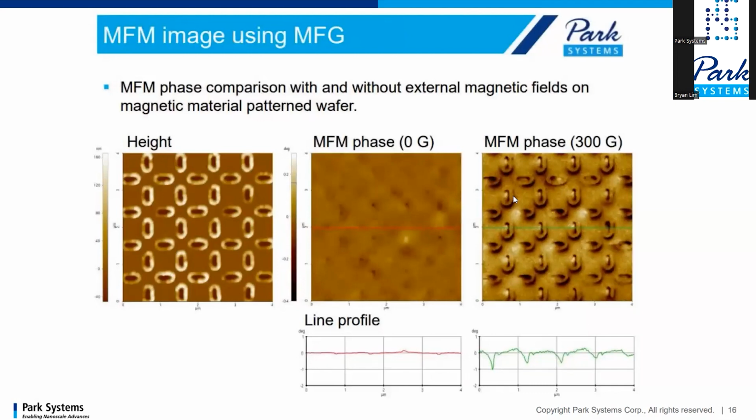This is an example of an MFM image using the external magnetic field. This is with zero Gauss magnetic field, and we cannot see any magnetic domains when we scan. However, when we apply DC voltage, up to 300 Gauss, we can see the magnetic domains very clearly in the MFM phase channel.